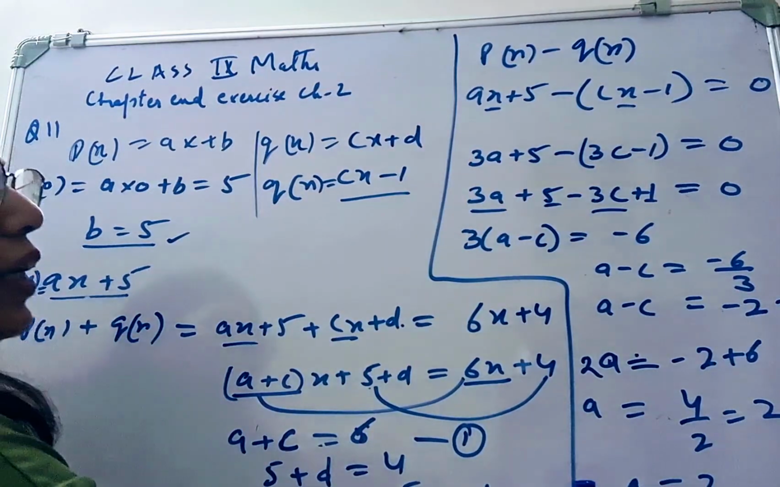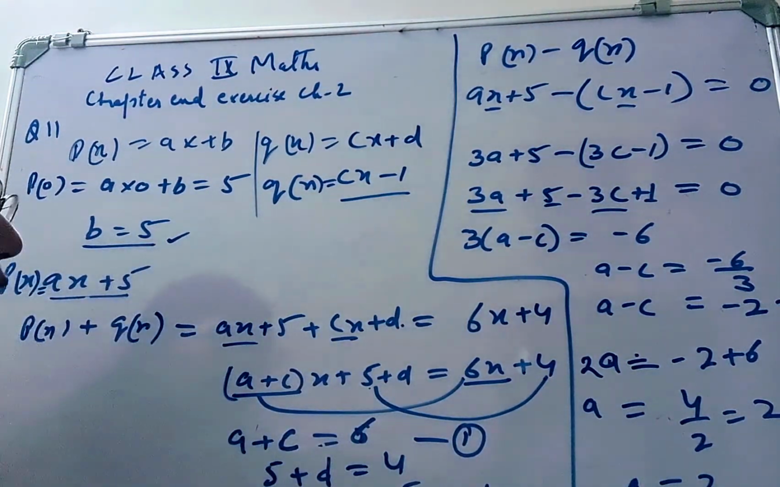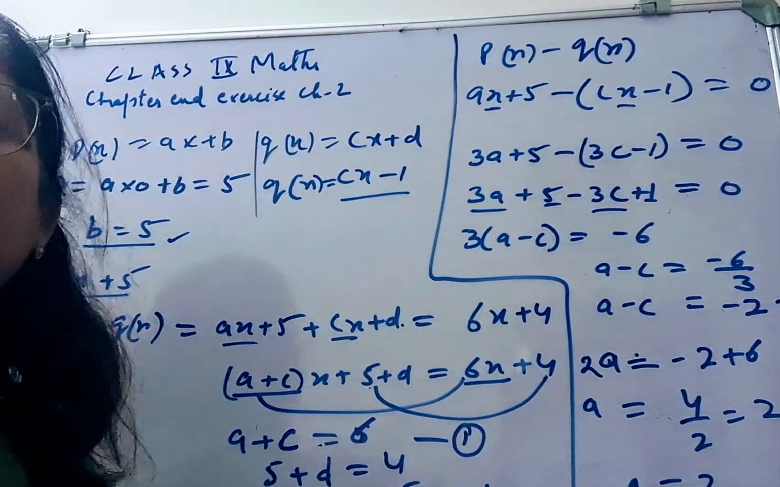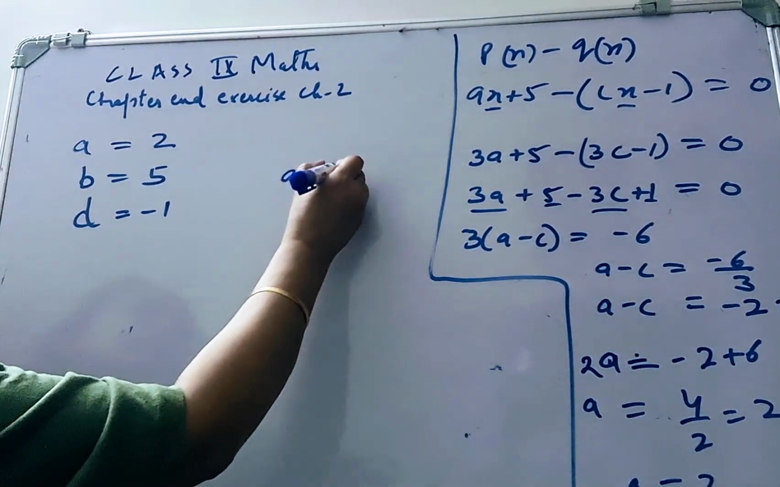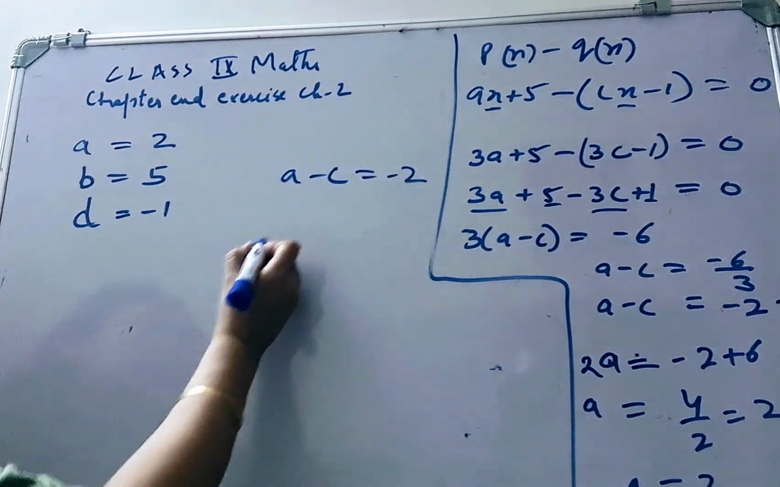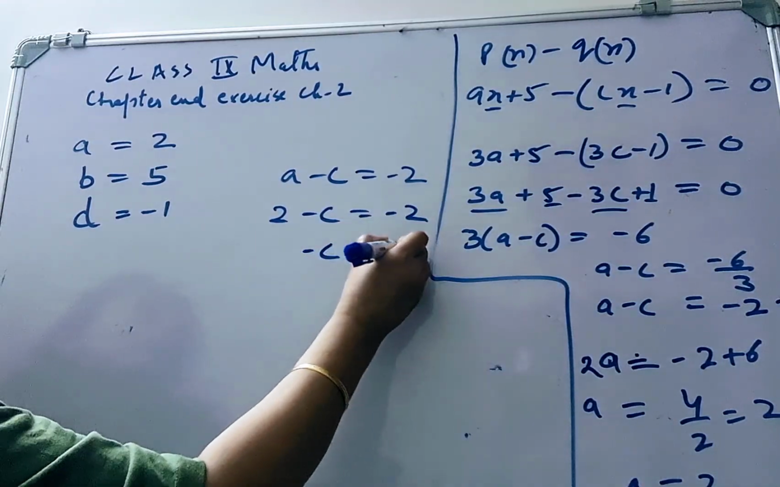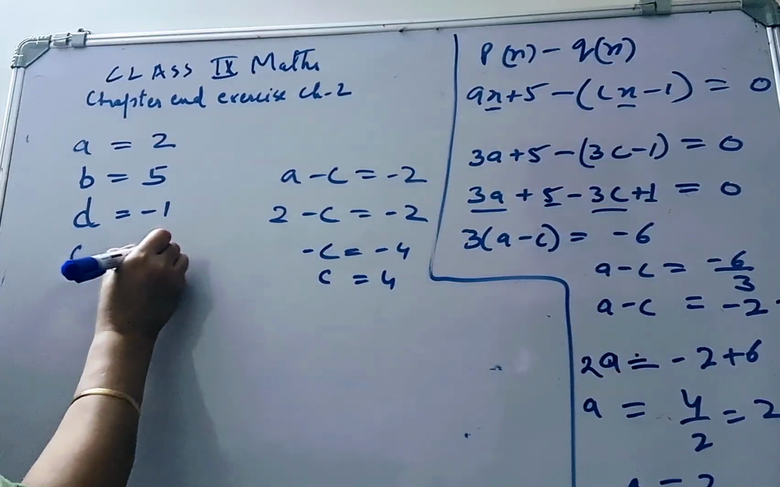Now we have a is equal to 2, b is equal to 5 and d is equal to minus 1. Now we have to calculate c also. Now a minus c is equal to minus 2, so 2 minus c is equal to minus 2, minus c is equal to minus 4. So c is equal to 4.